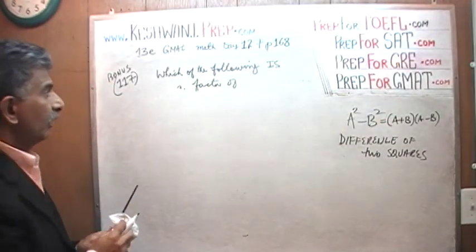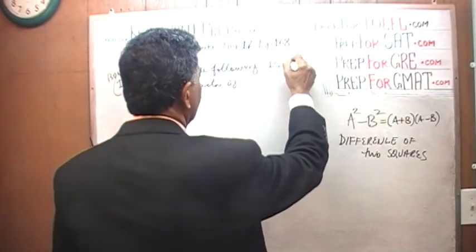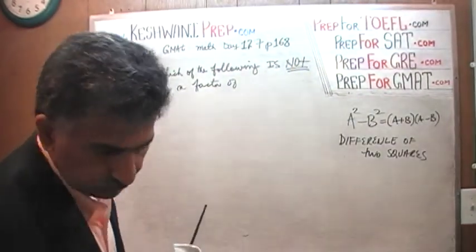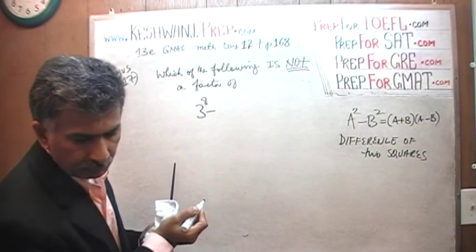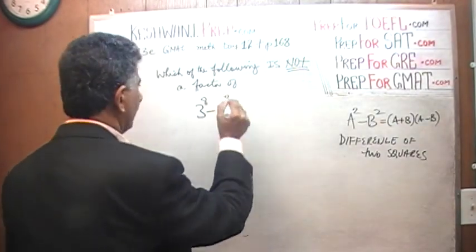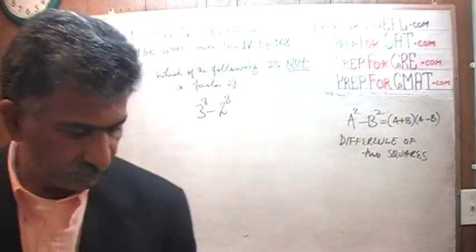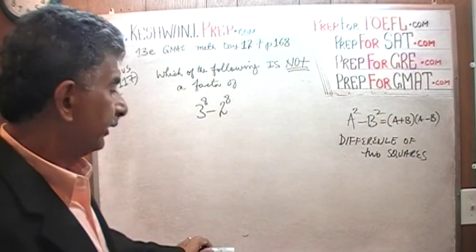The difference of two squares is what you have to use. Which of the following is not a factor of 3 raised to 8 minus 2 raised to 8? Go ahead and do that. Same exact technique that we just did here. Do it on your own and then watch the video and compare your work against the work that you and I are going to do tomorrow on day number 129.